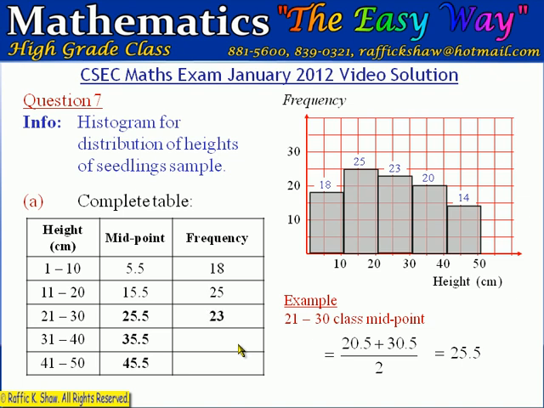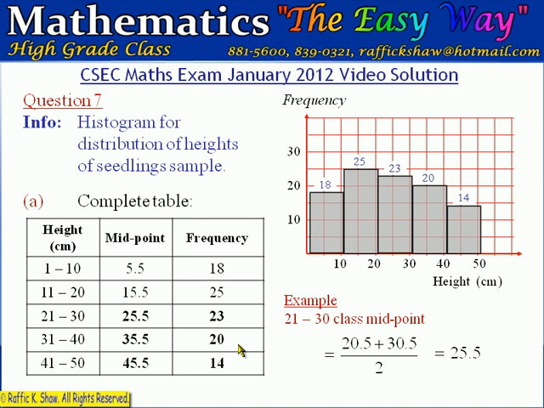So it's 23 for the third class or third group, 20 for the fourth group, and 14 for the final group. So that's the table completed. That's the solution for question 7a.